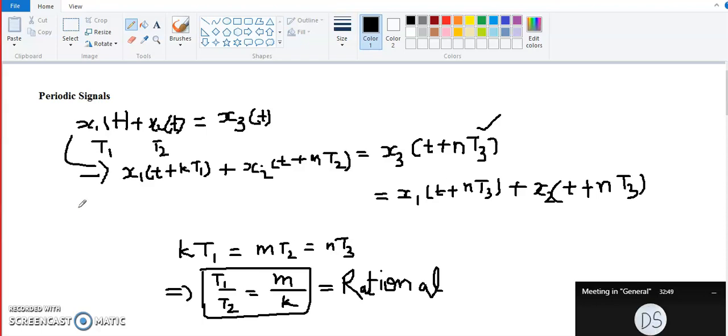That means the sum of two periodic signals is periodic only if the ratio of their respective periods can be expressed as a rational number. And what will be T3? T3 will be the LCM of T1 and T2. T3 will be the least common multiple of T1 and T2.